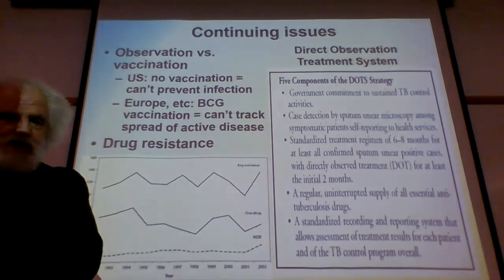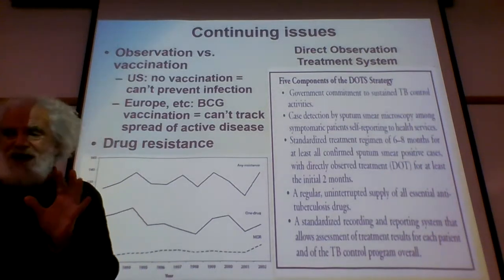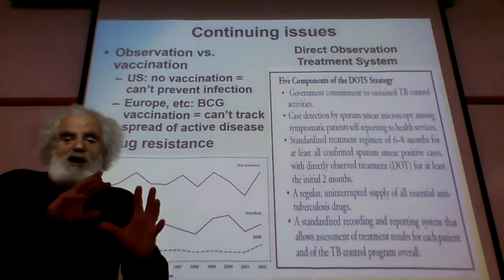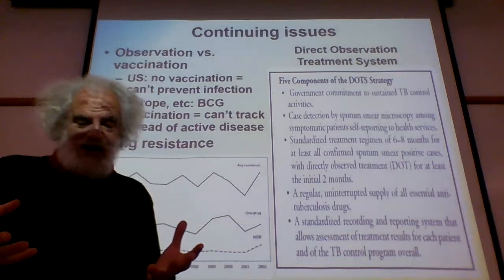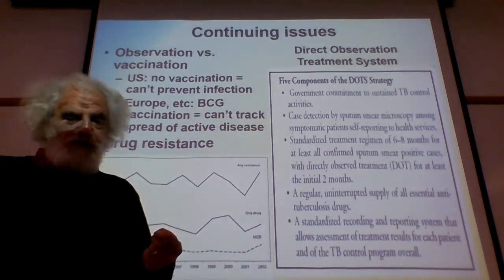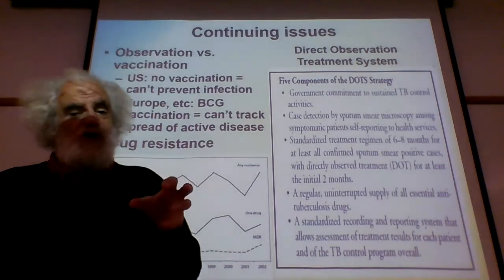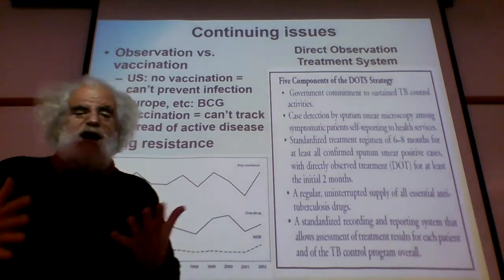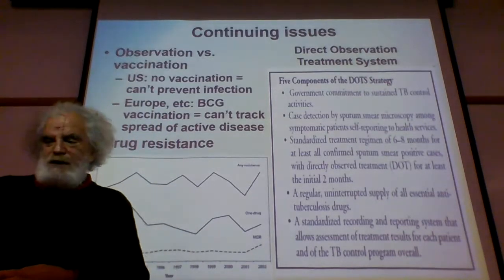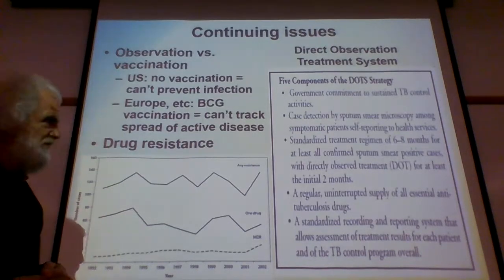In Europe and other parts of the world, they do have a vaccine, but because you have the vaccine injected in you, you begin to develop antibodies, and so it's difficult to actually monitor for the disease that way. So you can't track the spread or the activity of the disease.